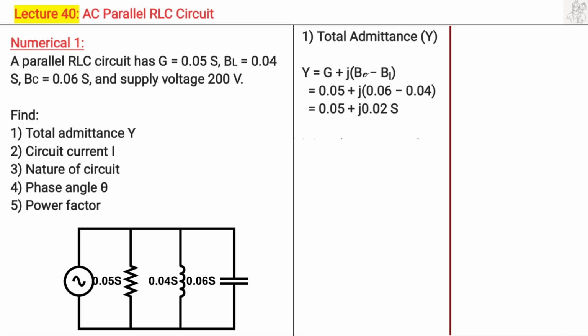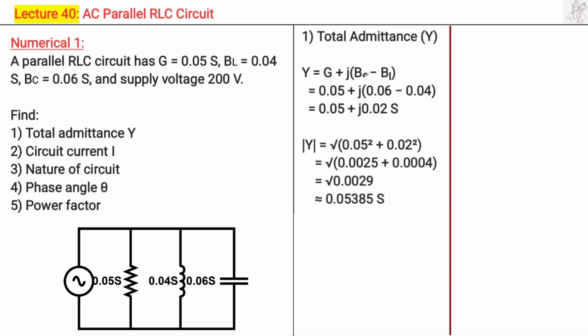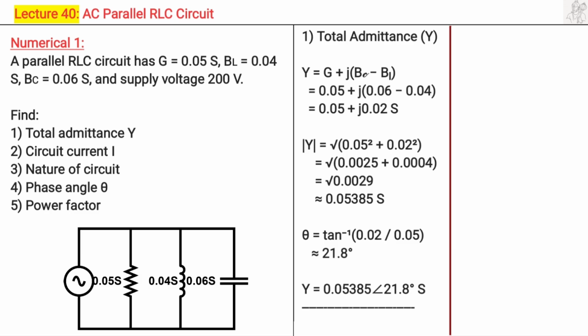So total admittance is simply given as Y is equal to G plus J times (BC minus BL). So G is 0.05, BC is 0.06, and BL is 0.04. From this, Y comes out to be 0.05 plus J 0.02 Siemens. And if we want to convert it into polar form, first we have to find out the magnitude, which is simply under root of 0.05 square plus 0.02 square. This comes out to be 0.05385 Siemens, and the angle is simply tangent inverse of y, that is 0.02, divided by x, that is 0.05, and this comes out to be 21.8 degrees. So Y in polar form is simply 0.05385 angle 21.8 degrees Siemens.